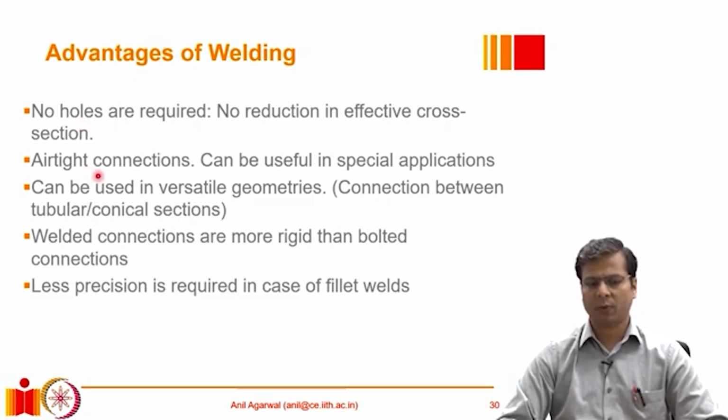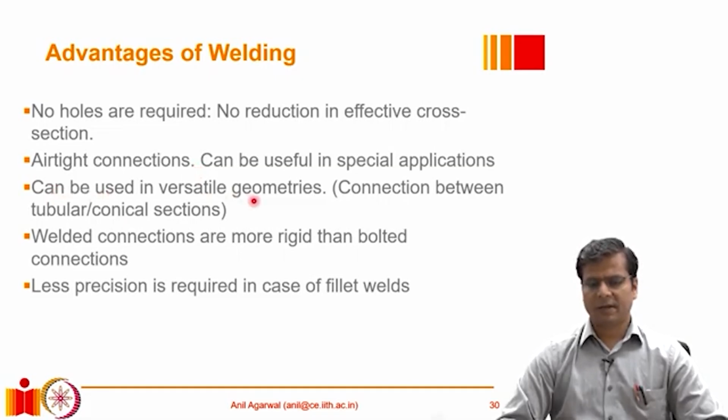Also, welding can provide us airtight connections, which is usually not possible in a bolted connection. Sometimes in a bolted connection, if we want to develop an airtight connection, we have to use some kind of a gasket, etc., and their maintenance and repair becomes a problem. However, in case of a welded joint, most of the time, we are able to get airtight or watertight connections. And there are certain applications where this ability becomes very, very critical.